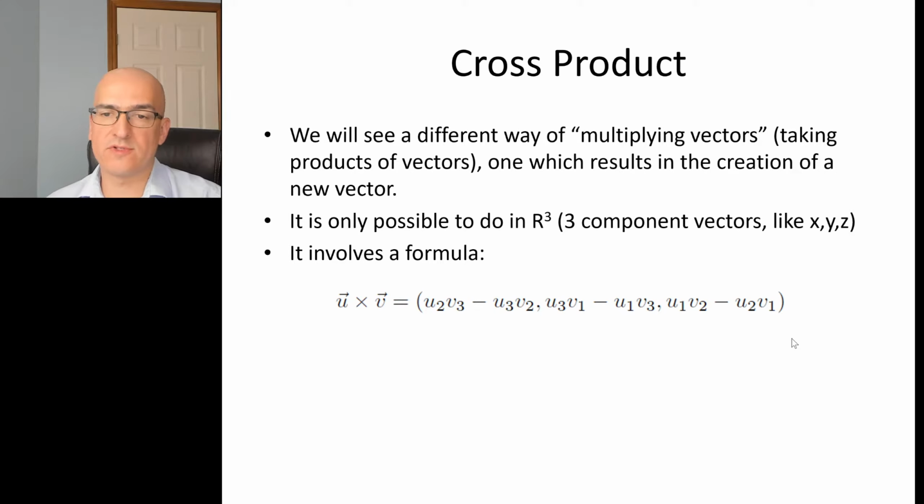Here's the formula for it. So just jump right in. Here's how it's defined. The cross product between u and v is given by this mess. The second component of u times the third component of v minus third component of u times second component of v. I'm not going to read the rest. It's all kind of like that.